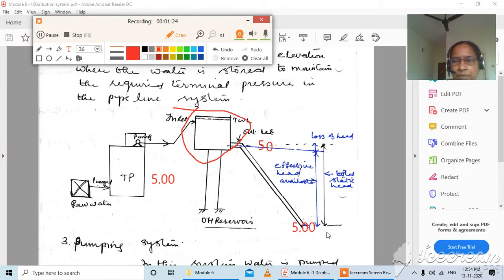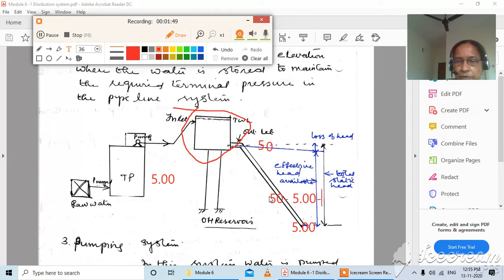So then what will be the terminal pressure available here? It will be 50 minus the ground level. That means the elevation of this particular point is 5. So 50 minus 5, that you have to deduct. That is the ground level.